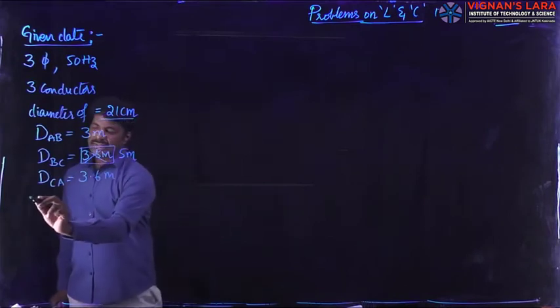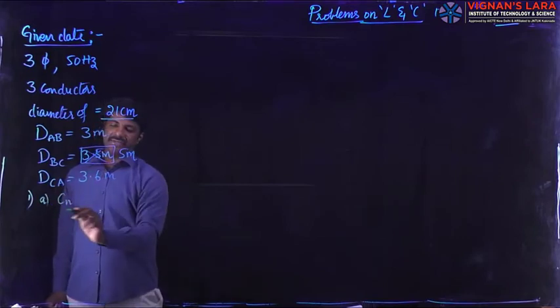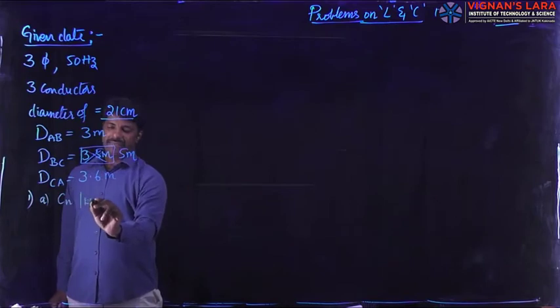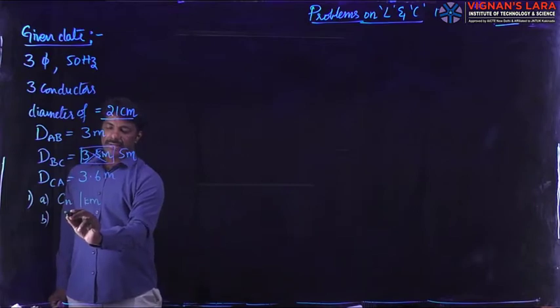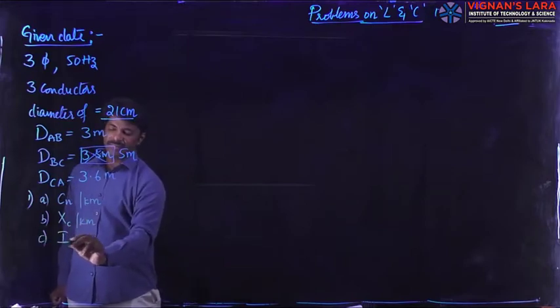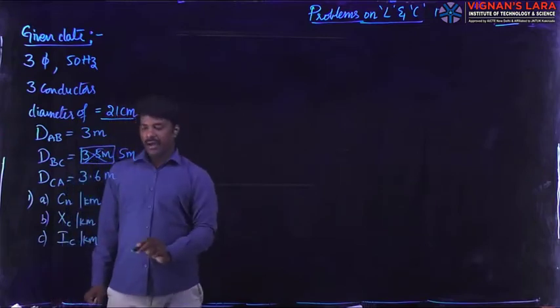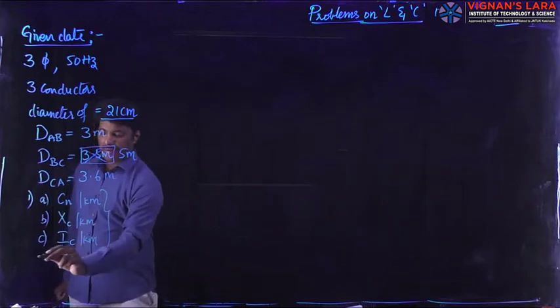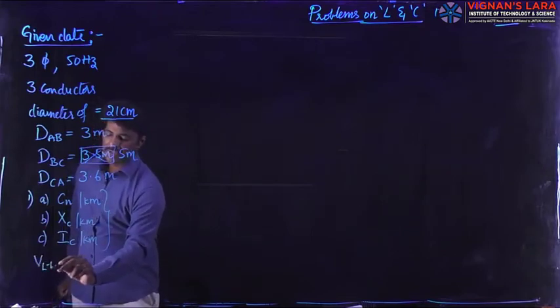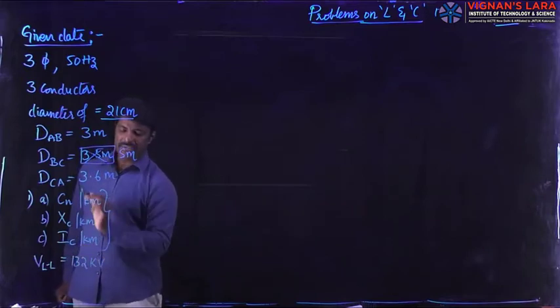Now they are asking us to find out 3 bits: the neutral capacitance per kilometer length; in the B bit, the capacitive reactance per 1 kilometer length; and next, the charging current passing in the capacitor for a length of 1 kilometer. Also in the given data, the line is operated with a line to line voltage of 132 kV. Yes, this was the data.